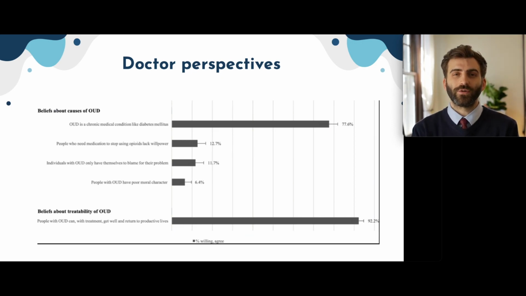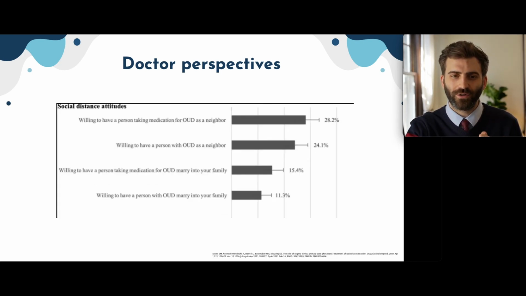Study about doctor perspectives was quite interesting as well. So I wanted to highlight and focus on this first line here. So opioid use disorder is a chronic medical condition just like diabetes, and 77% of doctors agreed with this. Opioid use disorder is a chronic medical condition like diabetes. And you would hope that a high number of doctors would say that, even higher than 77. But, okay, so keep in mind they think that opioid use disorder is similar to diabetes.